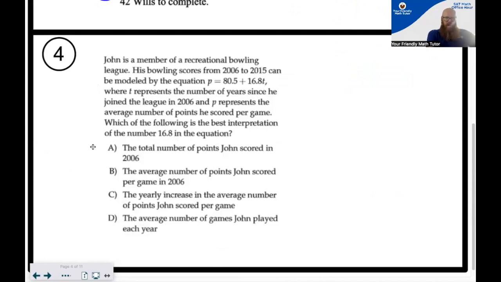All right. We got another one like that. So again, I don't really care about all this. I have an equation that looks like it's in slope-intercept form, just with different letters and rearranged. And I want to know what 16.8 represents. Well, 16.8 is the coefficient of the variable. That's the slope.